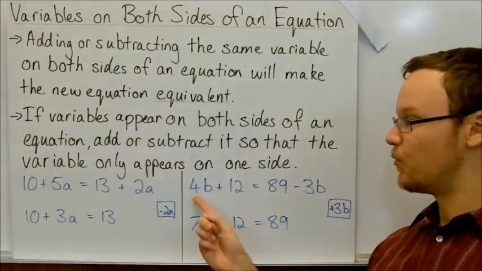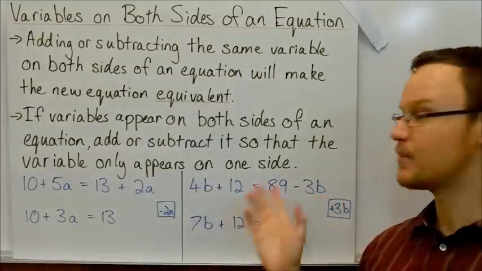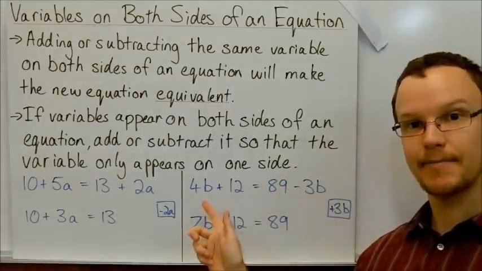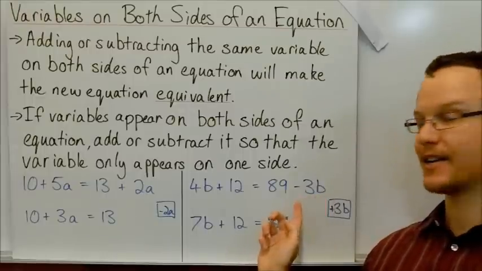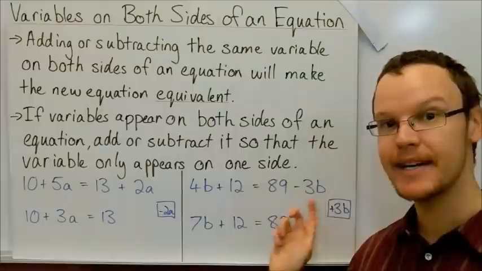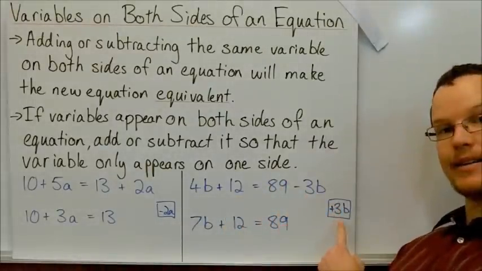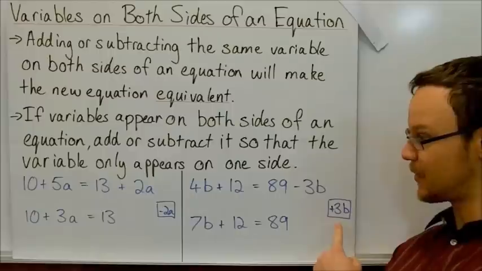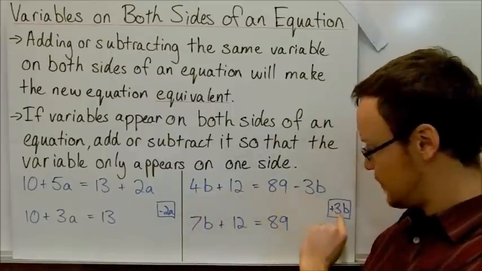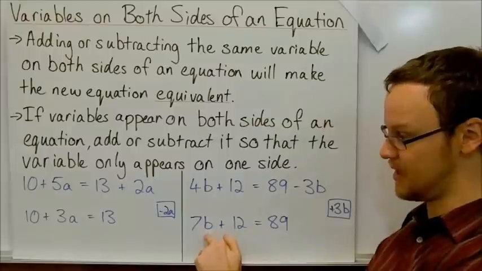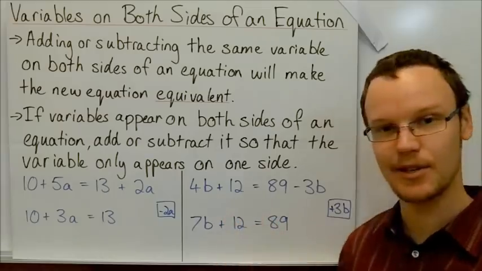So here's another example. If we've got 4b plus 12 equals 89 minus 3b, we've got b's on both sides there. We can add 3b here, and that will cancel out. Take away 3b, add 3b is equal to 0. So if we add 3b to both sides, that will remove it from this side, and 4b plus 3b is equal to 7b. Once again, you can see these terms here aren't affected because they're not like terms.